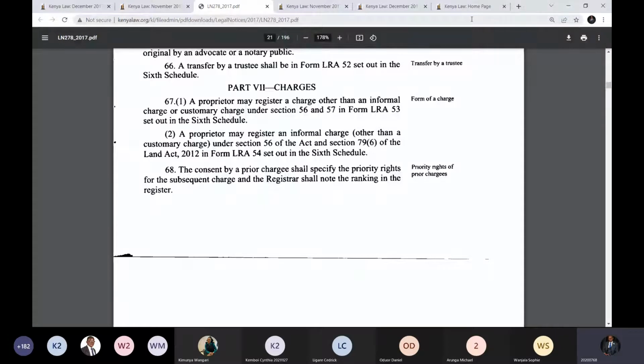Now, who pays for capital gains tax? The vendor. Okay, yeah. So there are some of the concepts that you need to understand. You've answered it correctly. So we start with preparation of the charge. Who prepares the charge? Advocates for the chargee. Yes?